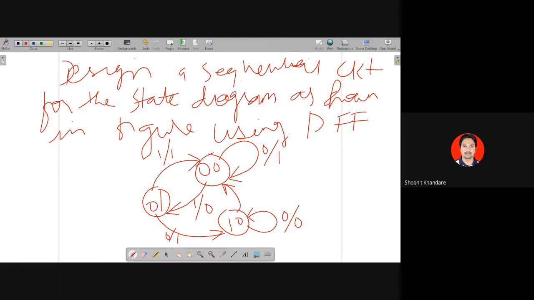Tell me, is this a Moore machine or a Mealy machine? It is a Mealy machine. And how many states are there? 3 states are there.